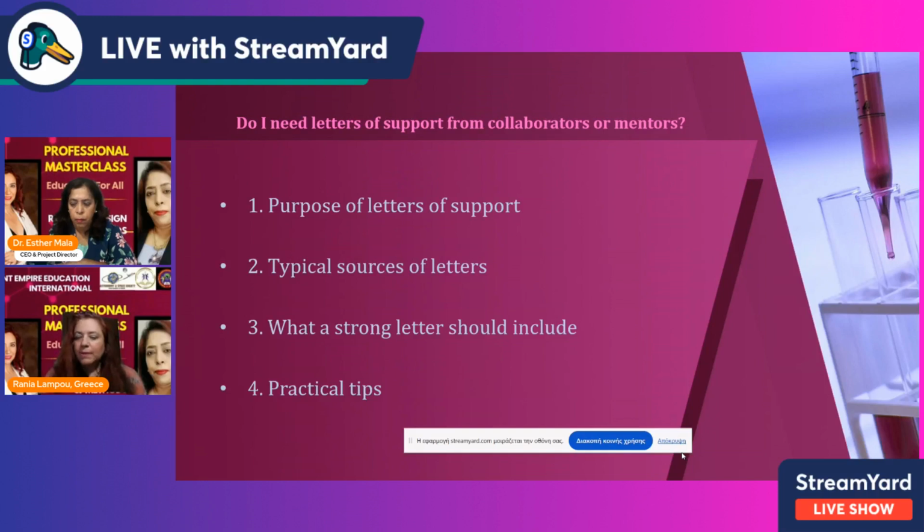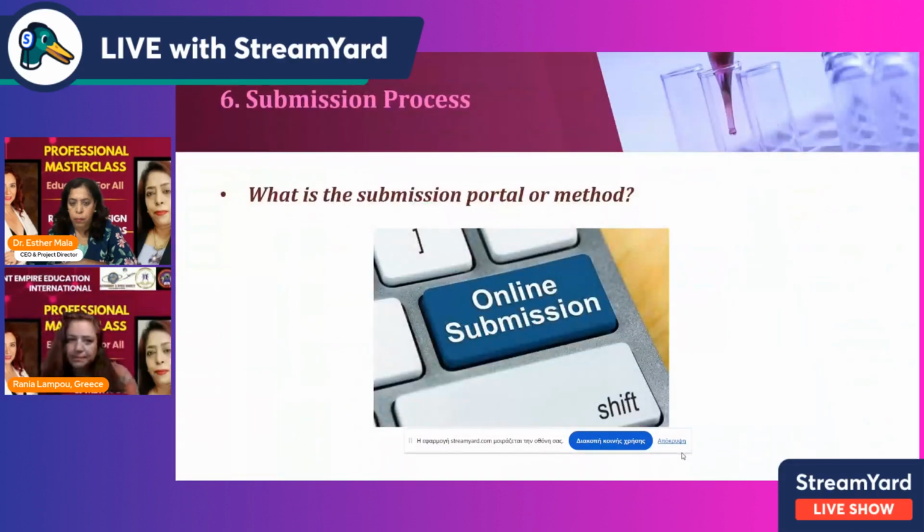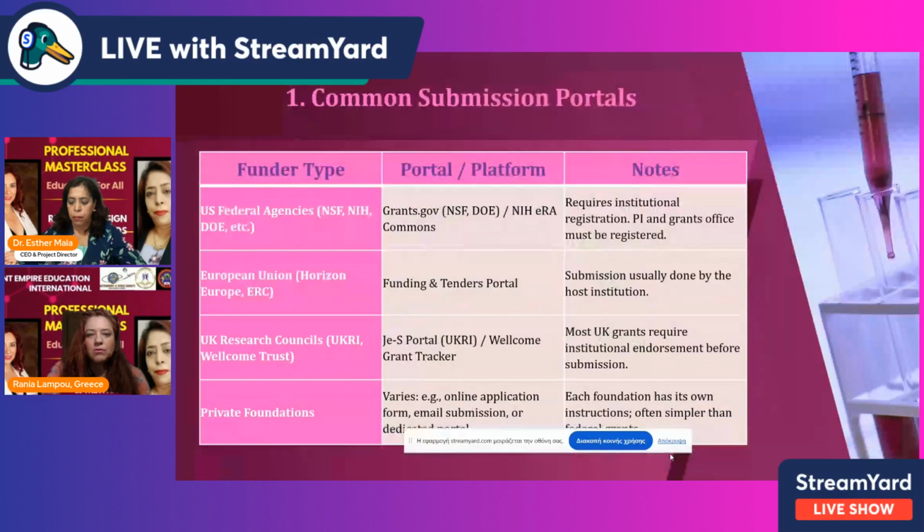So what now about the submission process? What is the submission portal or method? The submission portal depends on the funding agency and the specific grant program. Here you can see some common submission portals, the funder type, and some notes. UK Research Council, for example. Most UK grants require institutional endorsement before submission. Some private foundations have their own instructions.